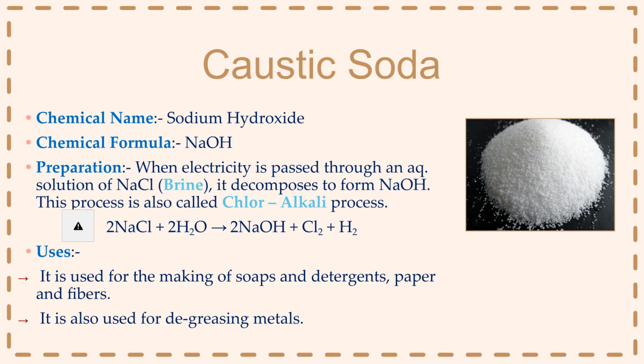Caustic soda, or sodium hydroxide, is produced via the chloralkali process, where electricity is passed through a brine solution. It is essential for making soaps, detergents, paper, and for degreasing metals.